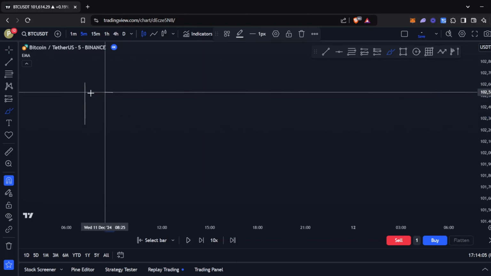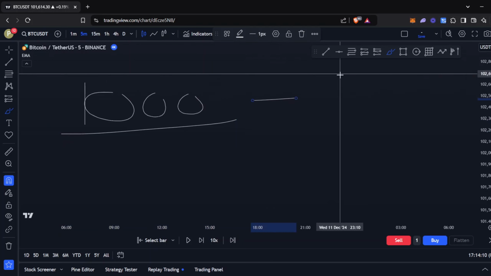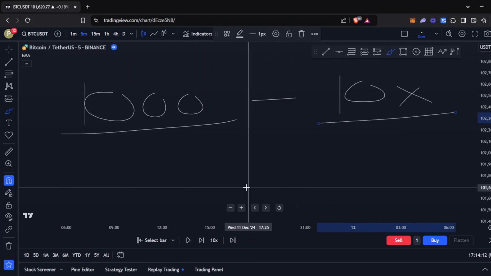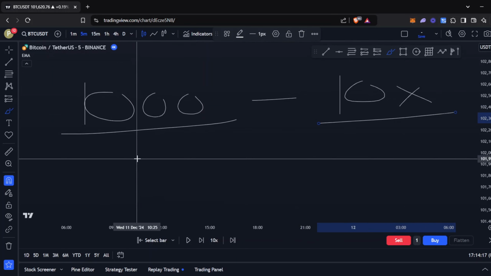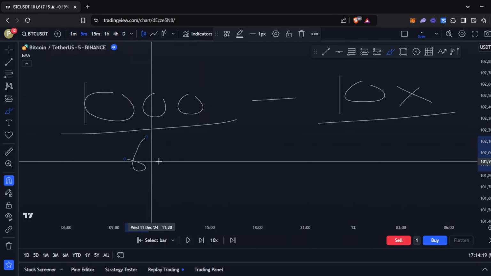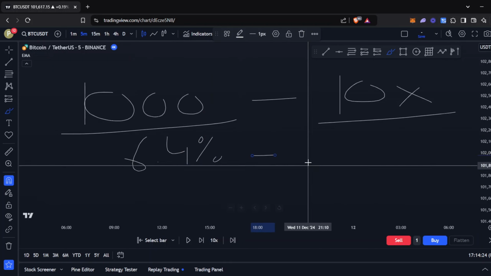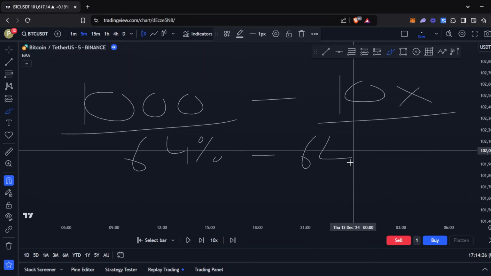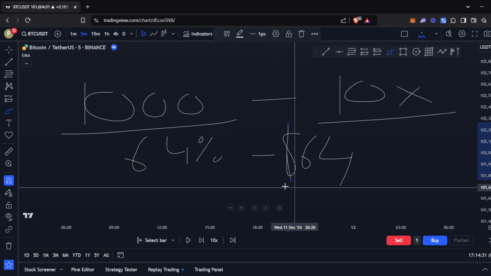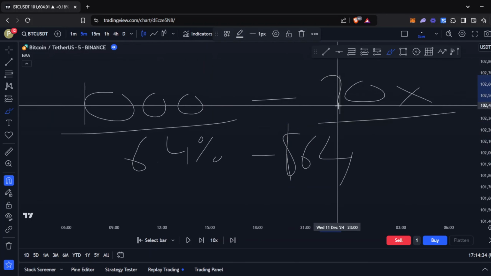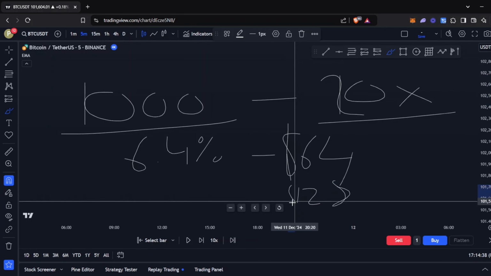So using the same numbers again, let's say you're trading with $1,000 of margin and you're using that with 10x leverage. So with $1,000 of margin and 10x leverage, your 0.64% TP ends up being 6.4%. So now 6.4% of $1,000 is $64. So in this trade, you've ended up making $64 with $1,000 of margin. Now, let's say you change this to 20x leverage. Well, now you've made $128, right?